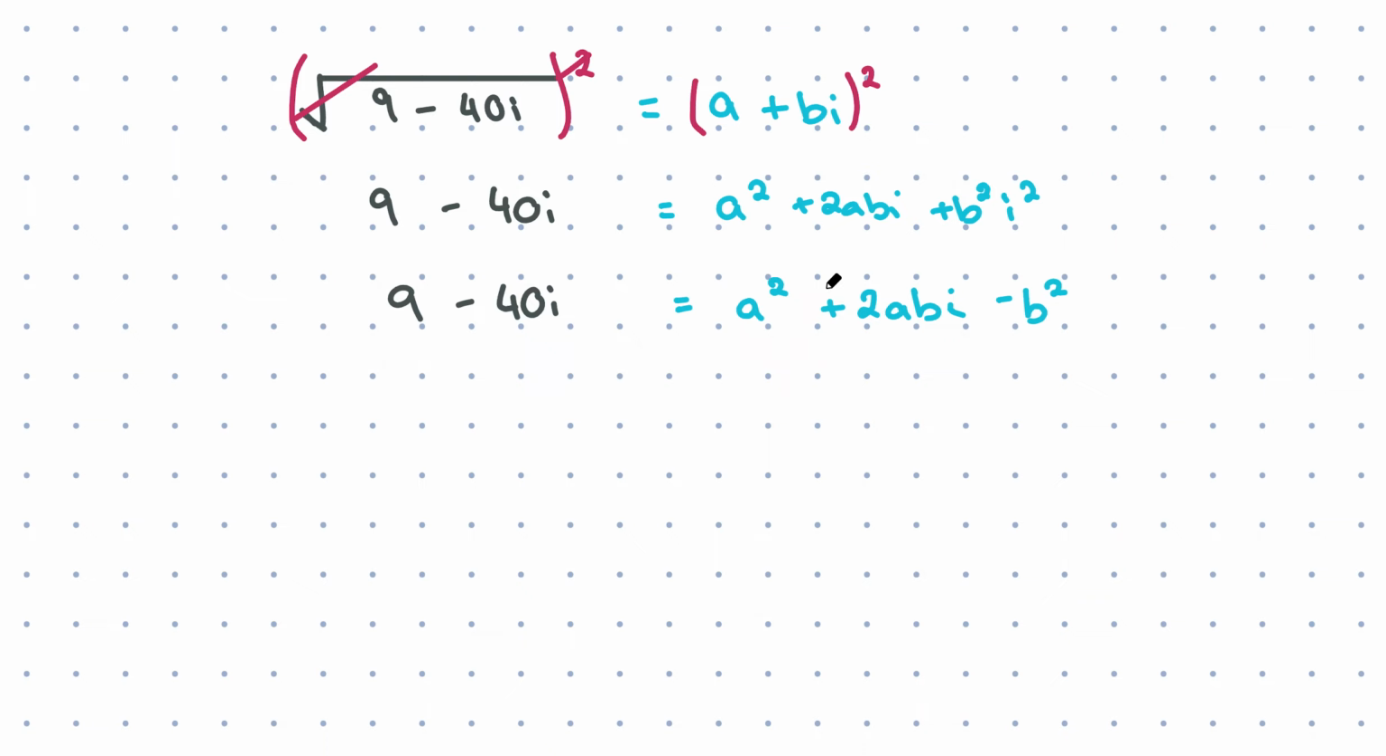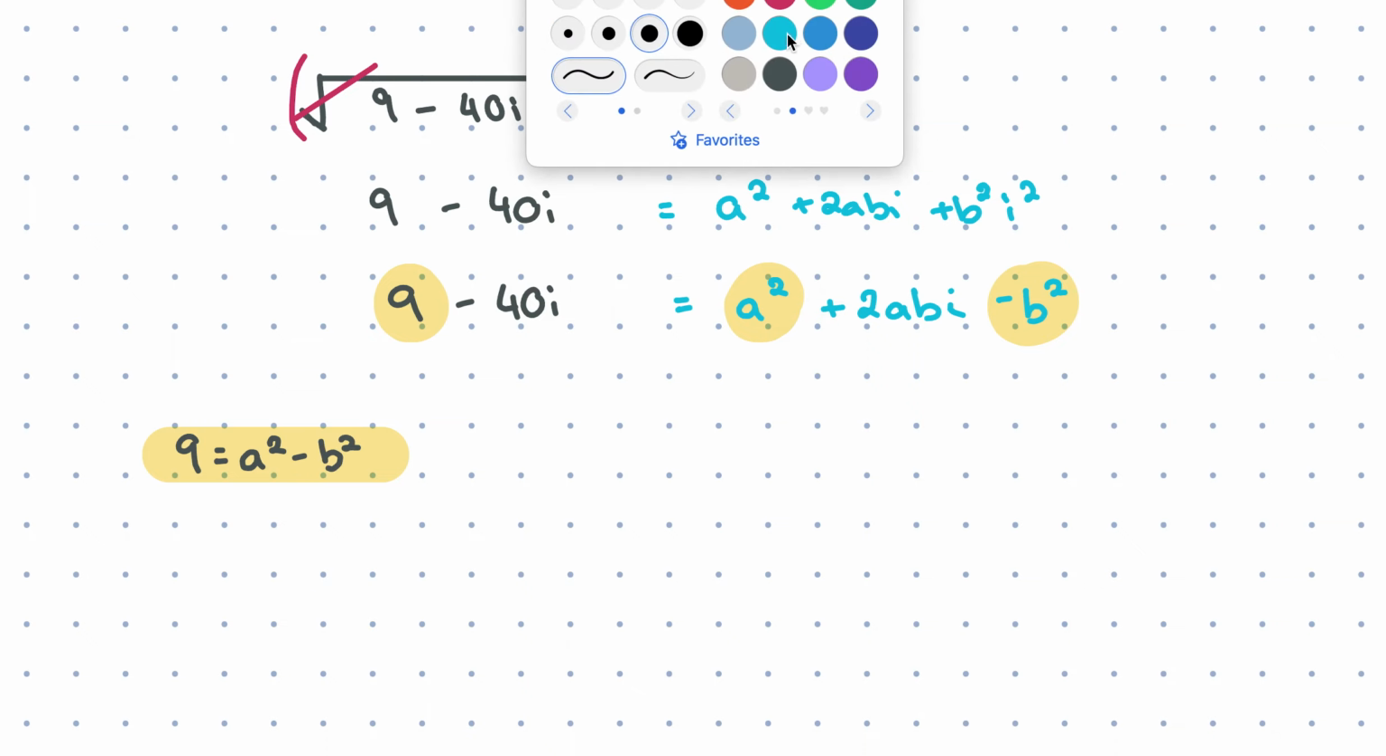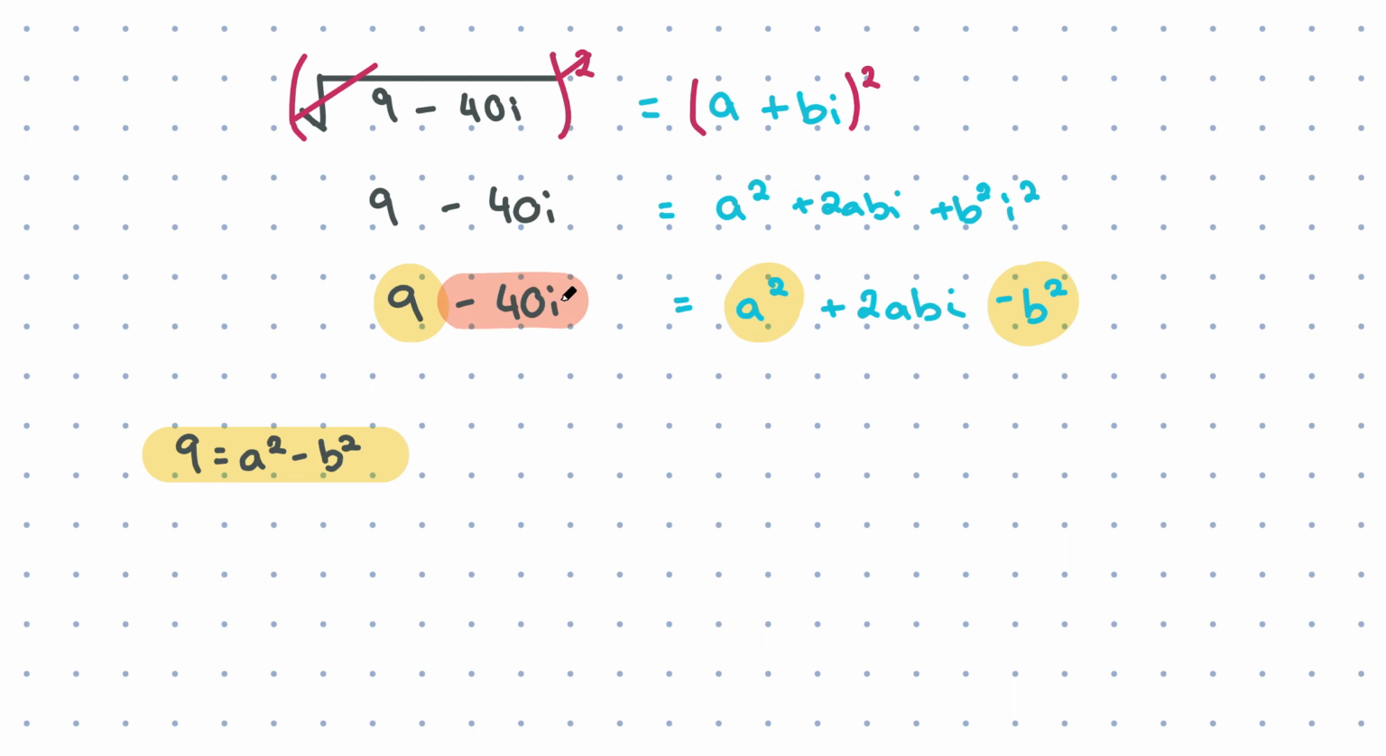Now what I have is an equation where the left contains a complex number and the right has a complex number, meaning real parts and imaginary parts. And what you hopefully will remember is that we can only ever let real numbers equal real numbers. So 9 has to equal a squared minus b squared. I'm going to write that in here: 9 is equal to a squared minus b squared. So I'm letting the real part equal the real part. I'm now going to do imaginary equal to imaginary. So minus 40i is equal to 2abi. I'm going to write that in over here: minus 40i equals 2abi.